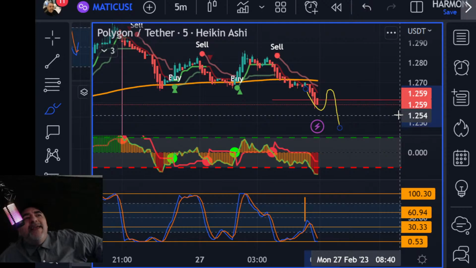Bitcoin going to 22K. Yes, it is. 19.8. 19.8, boys. 19.8 is Bitcoin.